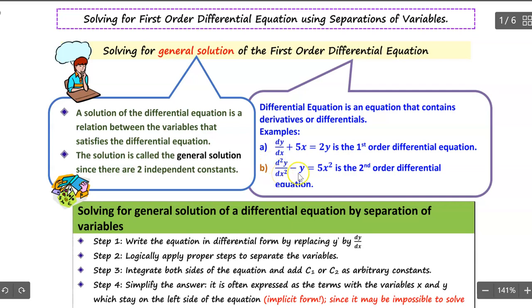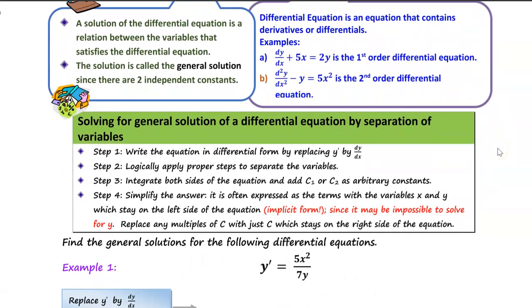So what is the solution for a differential equation? A solution of the differential equation is the relation between the variables that satisfies the differential equation. The solution is called the general solution since there are two independent constants. In this video, we will only work with solving first order differential equations, and the method that we are going to use to solve them is called separation of variables.